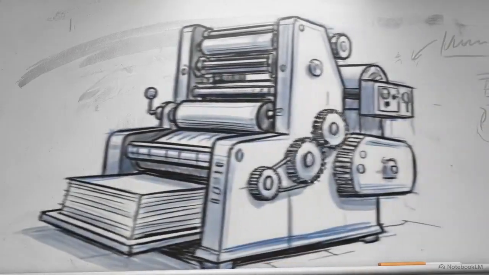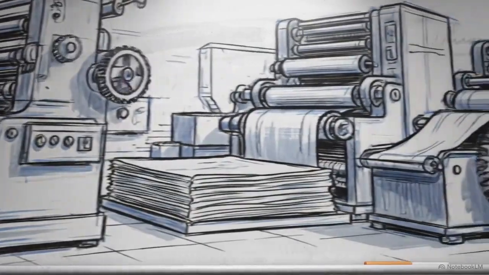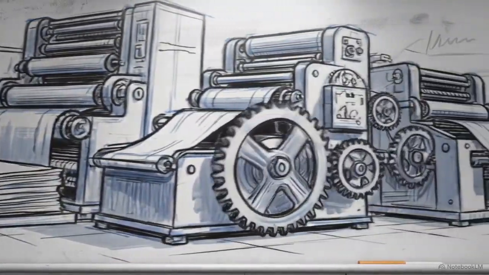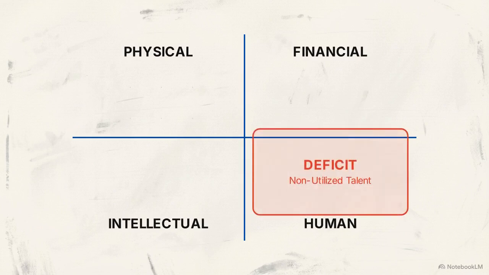To find the source of the loss, we must go to the gemba, the actual shop floor, and perform a diagnostic audit. The data revealed a massive inefficiency. Despite owning the newest technology, the factory's OEE was 40%. The machines were idle for more than half of the working day. The first root cause was a deficit in the human quadrant. There were simply not enough skilled operators to run the complex machinery continuously.